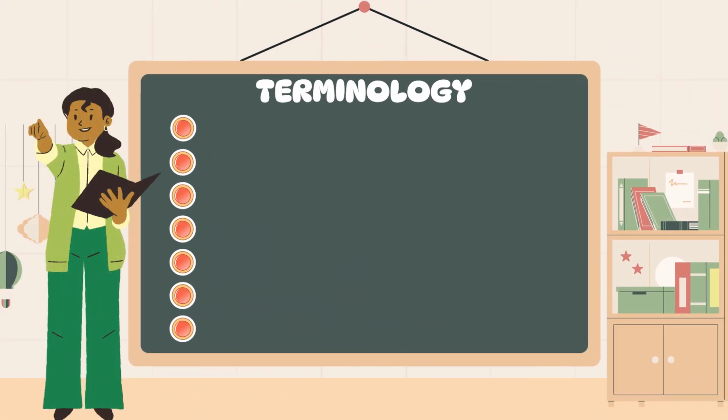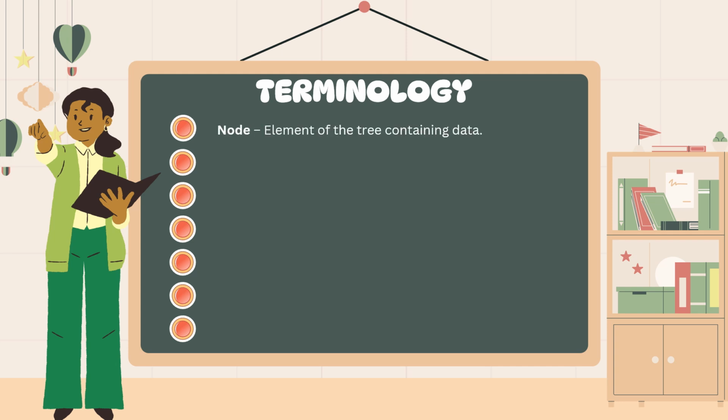Alright, moving forward to terminology. Before we dive deeper, let's understand some important terms in binary trees. Node: an element of the tree containing data. You can imagine it as a small box holding information. Then comes the root, the topmost node of the tree. This is the starting point for all connections.